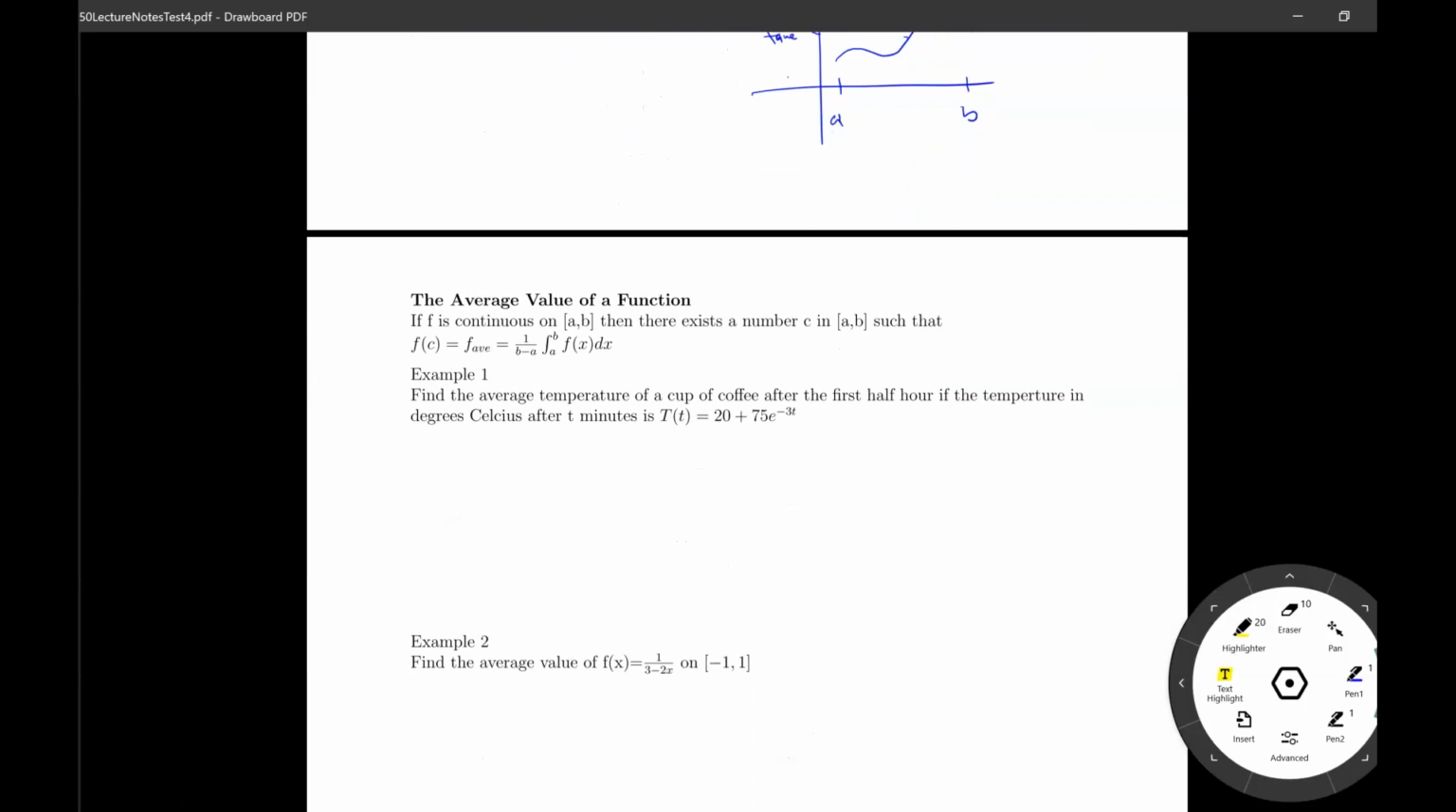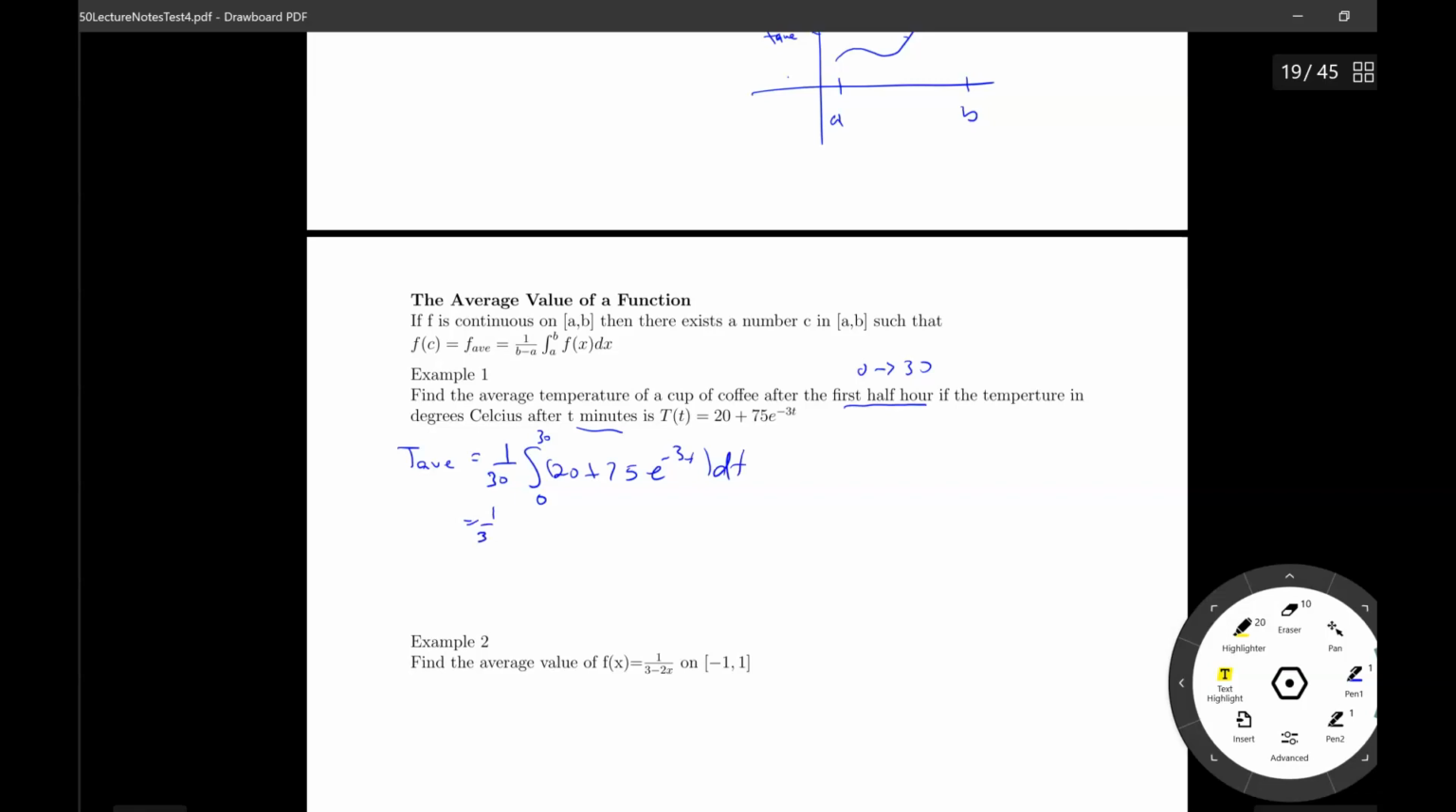All right, let's go and do one. Here we have an average temperature. Let's find it for the first half hour, and this is given in minutes. So the average temperature, T sub average, will be 1 over (B minus A). I'm going to use 0 to 30 minutes. So 1 over 30, 0 to 30, and then I'm going to take the integral of this function.